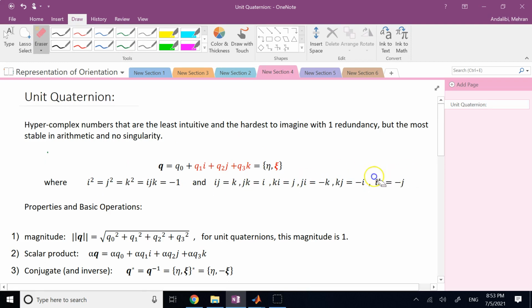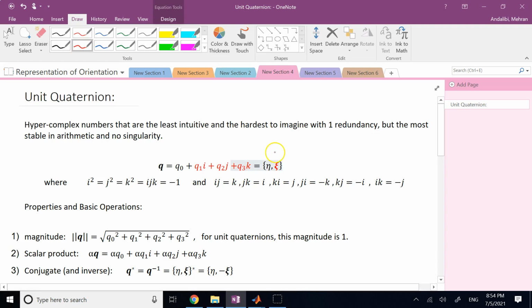Okay, this is what mathematicians defined to make this hypercomplex number set work. And you see, they are not perfectly a generalized version of complex numbers.